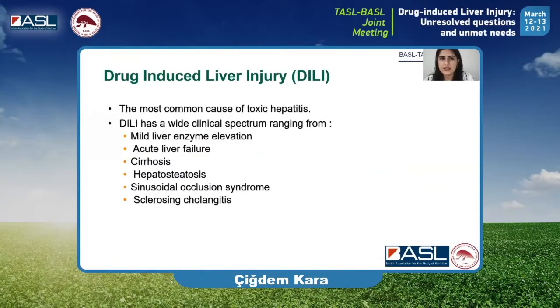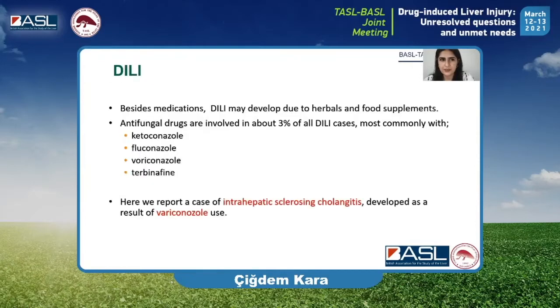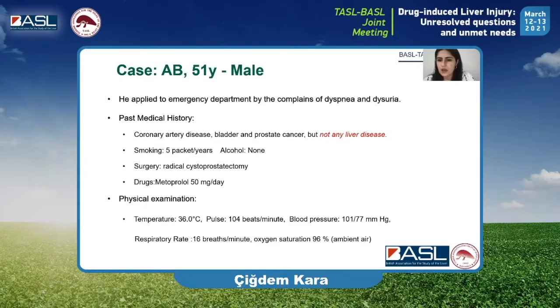Drug-induced liver injury, DILI, is the most common cause of toxic hepatitis. DILI has a wide clinical spectrum ranging from mild liver enzyme elevation, acute liver failure, cirrhosis, hepatosteatosis, sinusoidal occlusion syndrome, to sclerosing cholangitis. Resistance may develop to medications due to herbal and food supplements. Antifungal drugs are involved in about 3% of all DILI cases, most commonly ketoconazole, fluconazole, voriconazole, and terbinafine. Here we report a case of intrahepatic sclerosing cholangitis developed as a result of voriconazole use. Here I want to present our case.